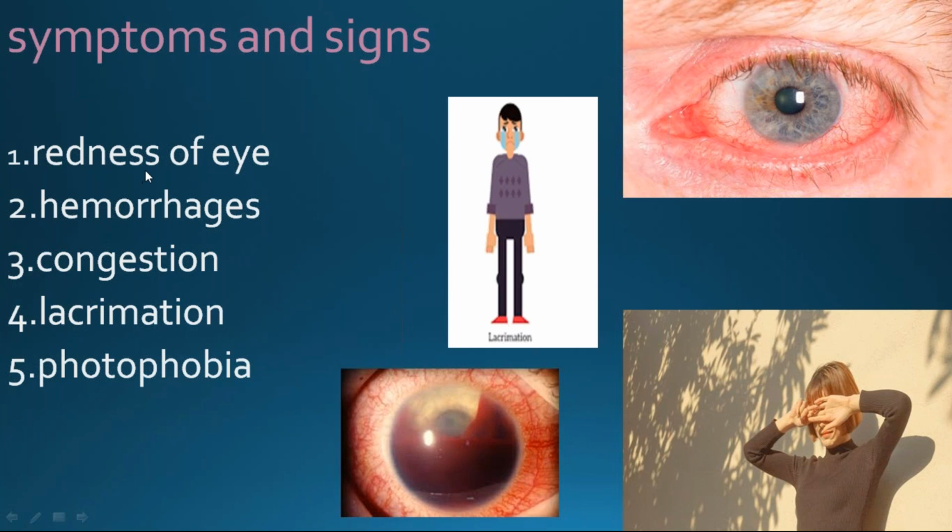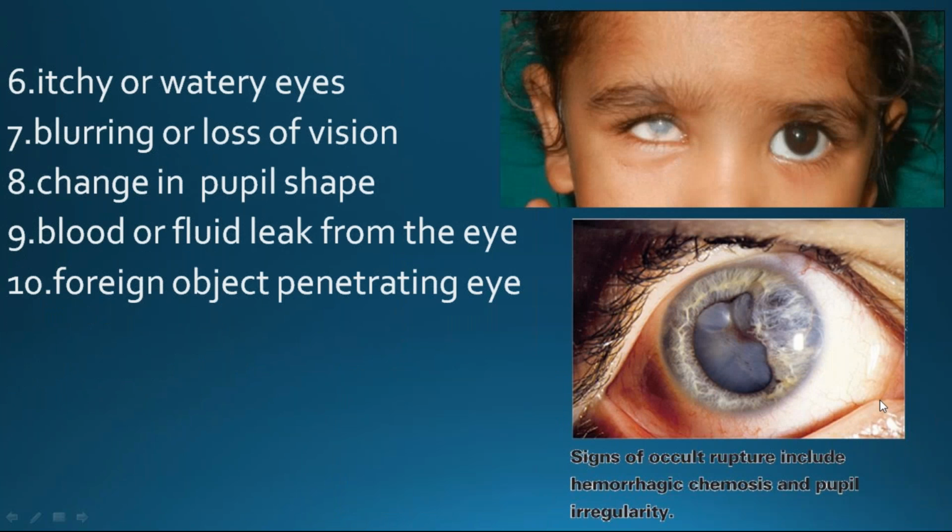Congestion, hemorrhage, redness of the eyes, lacrimation. This is the lacrimation, and this is the photophobia. Photophobia is difficulty seeing bright light. It is called photophobia. Itchy and watery eyes, blurring of vision or loss of vision. Here you can see the loss of vision will be there in traumatic cataract.